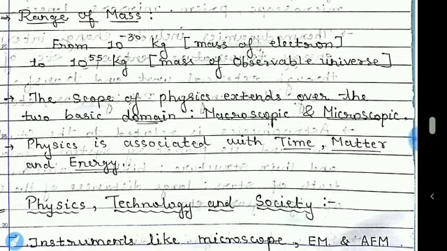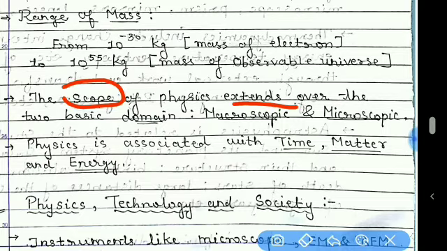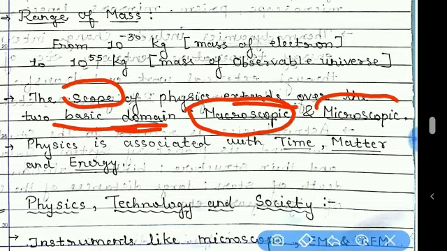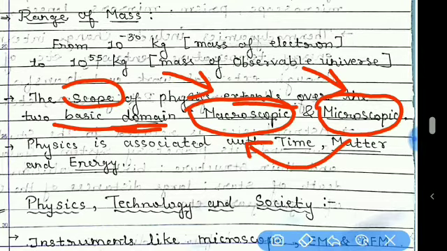Finally, we can say that the scope of physics extends over two basic domains. Macroscopic means large, and microscopic means very small. So even small things can be studied, and even the large things can be studied with the help of physics. Or we can say in other words that physics includes both the large and the small things in its studies.